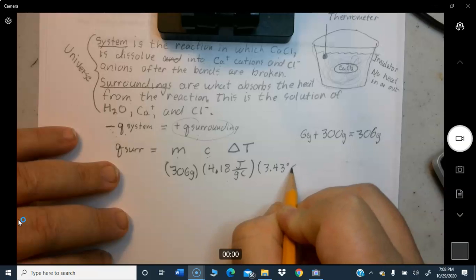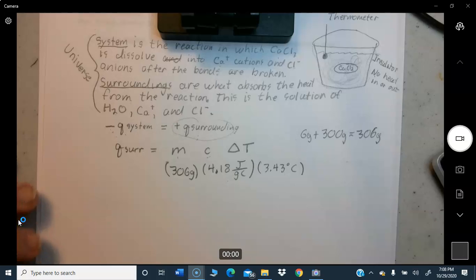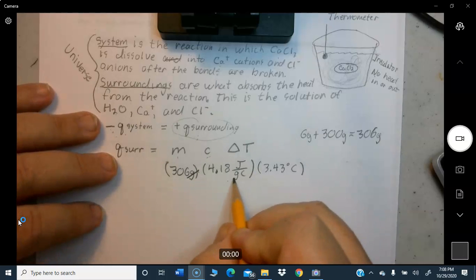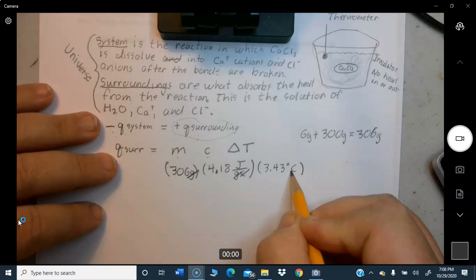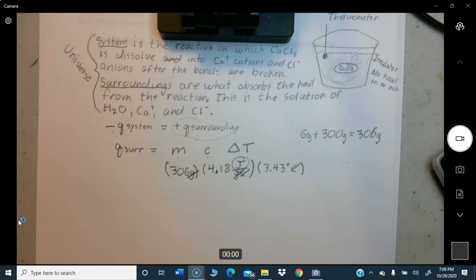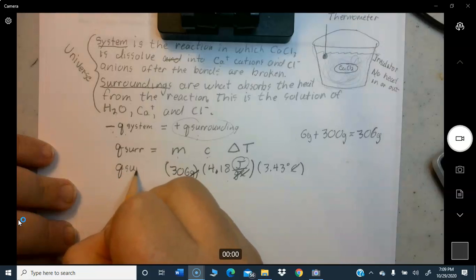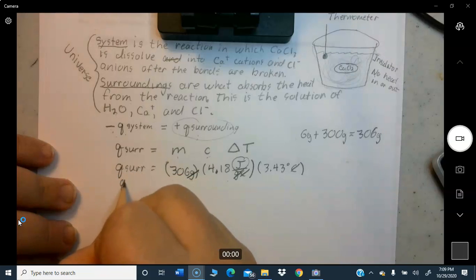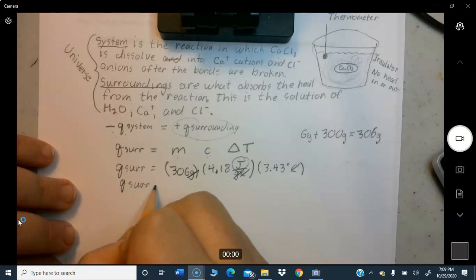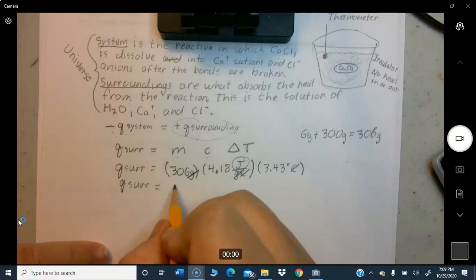And again, it could be either Kelvin or centigrade because change in either of those scales is the same. Okay, so we can cancel our units. Grams cancels with grams, centigrade cancels with centigrade, and the only thing we have left is joules, which is the measure for any kind of energy. All right, so we'll go ahead and do that calculation. And we get 4,387 joules.